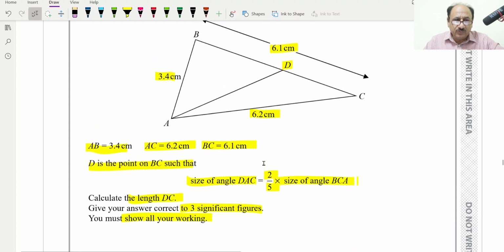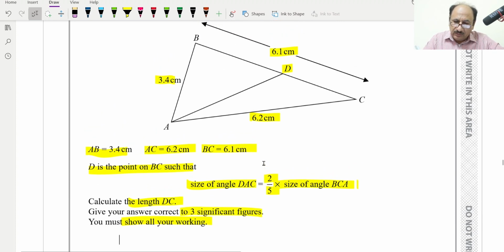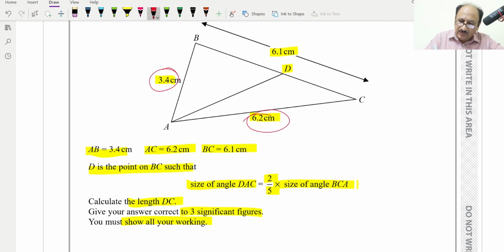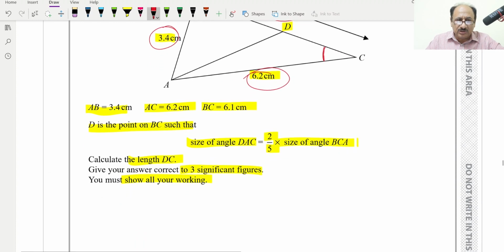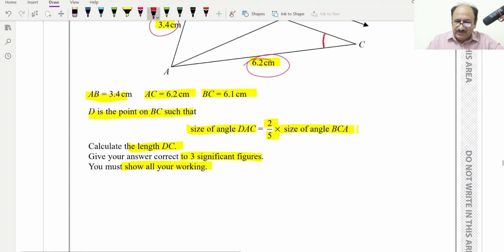So what we will do: we have this side and this side, and we can find the angle, and the third side also we have. So we have all 3 sides of the triangle. We will find this angle, which is angle DCA or BCA. So we can apply the cosine rule to find this angle.